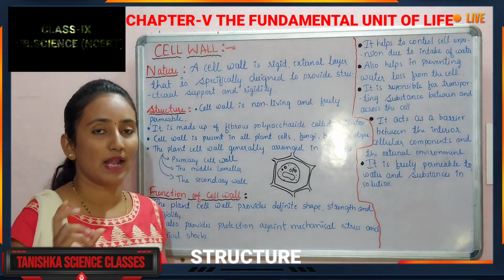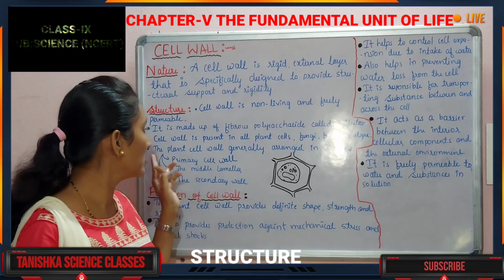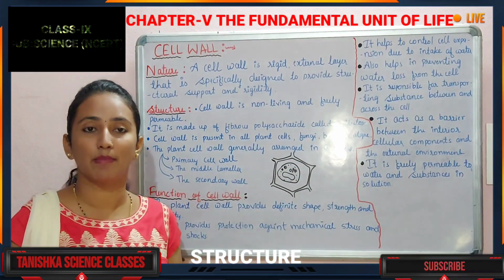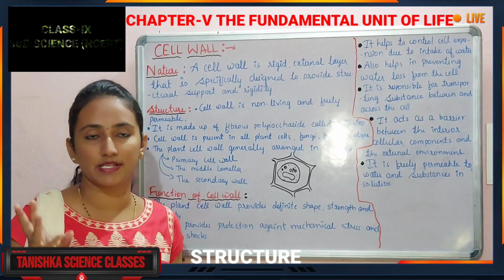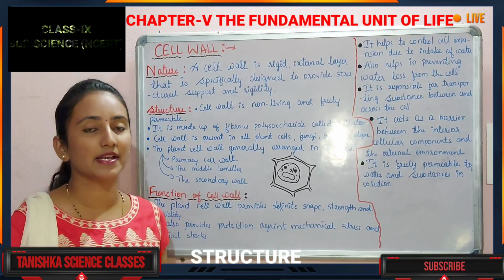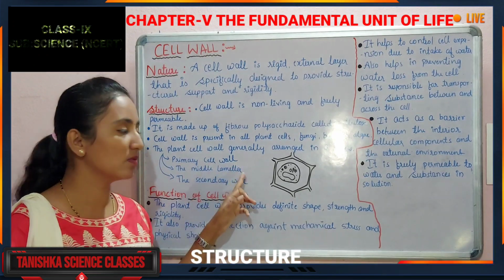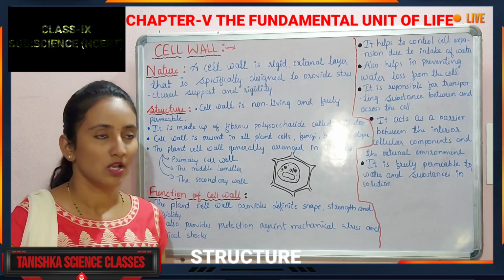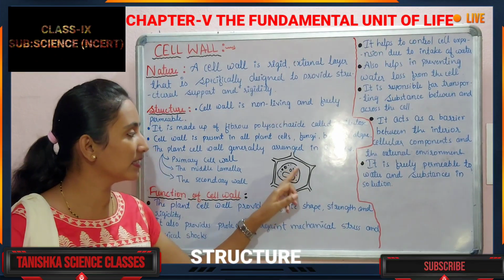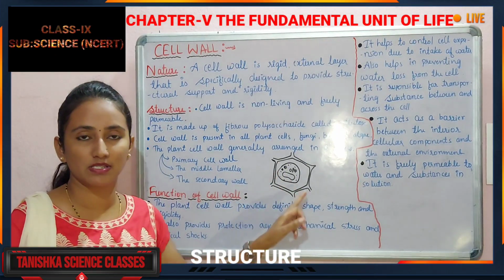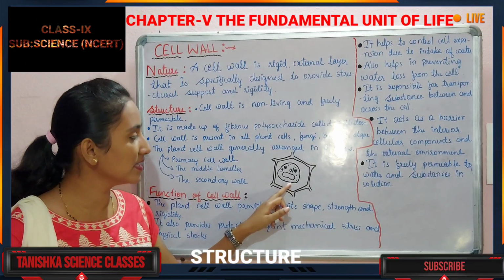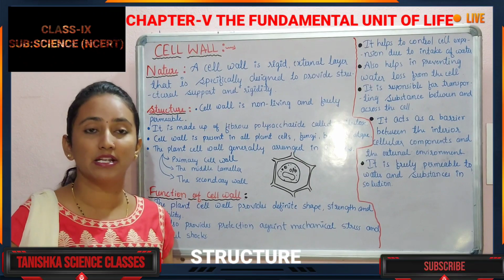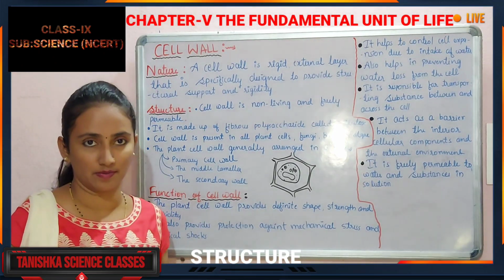The plant cell wall is generally arranged in three layers. If you observe the plant cell under the microscope, we can see various layers. There are mainly three layers: the primary cell wall, the middle lamella, and the secondary wall. Very near to the cell there is one layer, called the primary wall, and it is designed first.